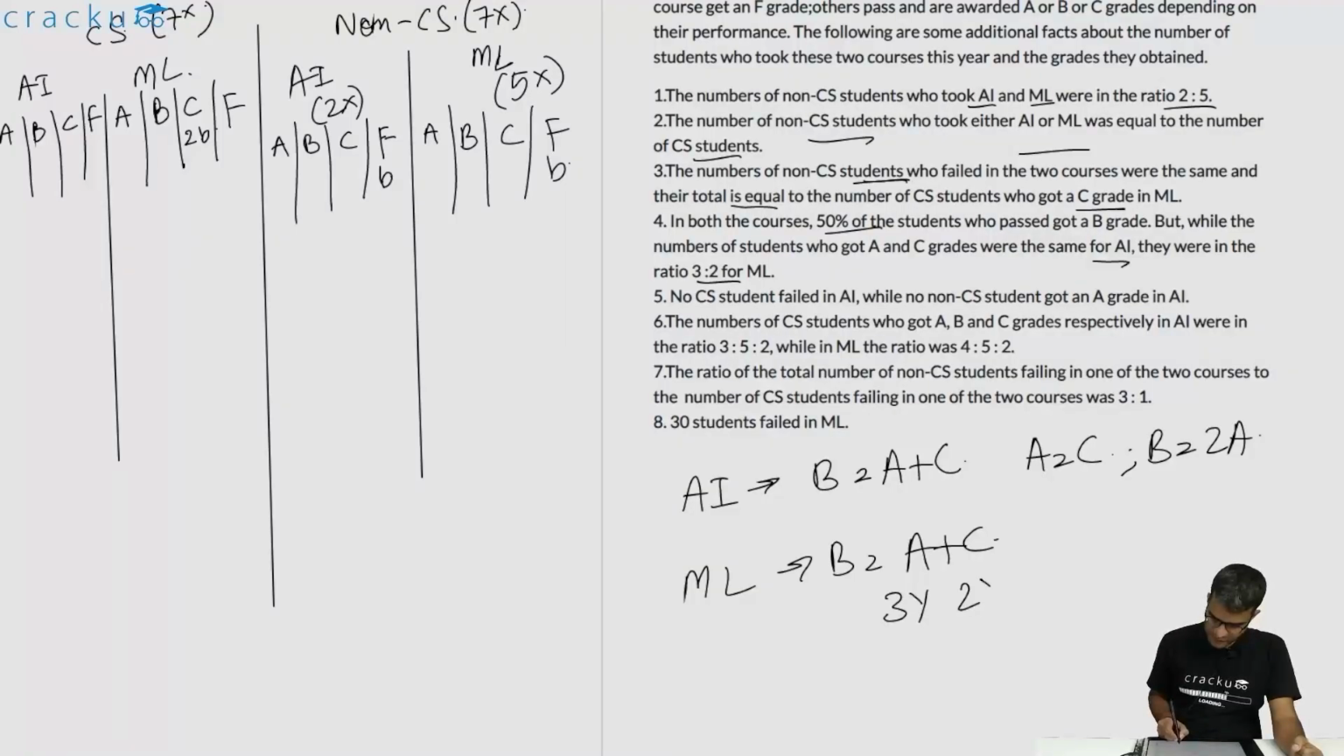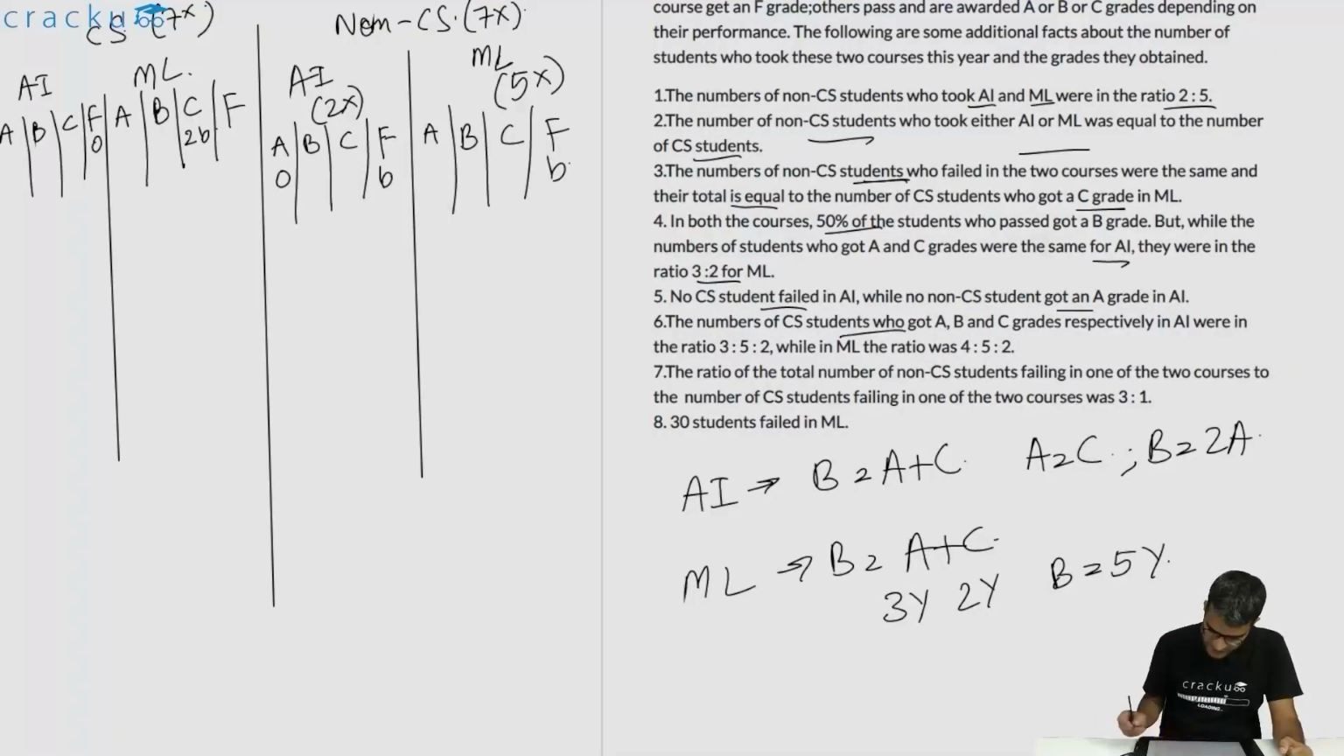Therefore, C also will be 2Y and B will be equal to 5Y. No CS students failed in AI. So no CS students failed in AI. This will be equal to 0. While no non-CS student got an A grade in AI. So this is equal to 0.